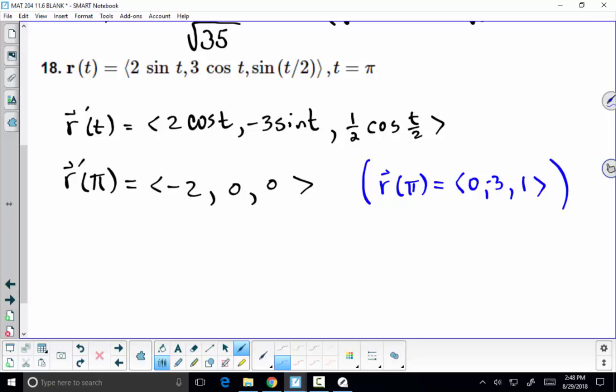Make sense? Yeah, question? Will you refresh me real quick on why it's 1/2 cosine t over 2? So this right here? Because it's like the derivative of sine of t. Derivative of sine is cosine of the same angle, then multiply by the derivative of the angle. So you take away the t.